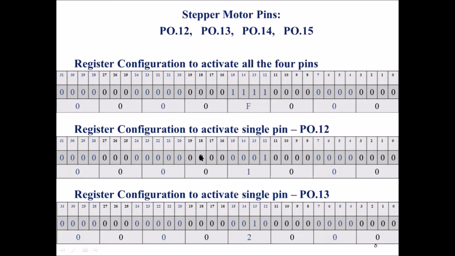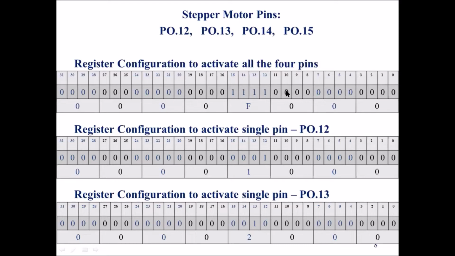Let's see how to activate a single pin by considering the register configuration. The first one is the register configuration to activate all the 4 pins. Why do we need to activate all the 4 pins? To set the output direction, we need to activate all the 4 pins. So let's see how. As I told, there are 32 pins, ranging from 0 to 31. If you want to activate all the 4 pins, in the 12th pin you should write 1, the 13th pin should be written as 1, the 14th pin as 1, and also the 15th pin should be written as 1.